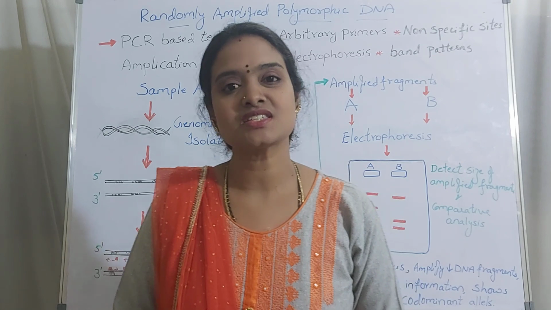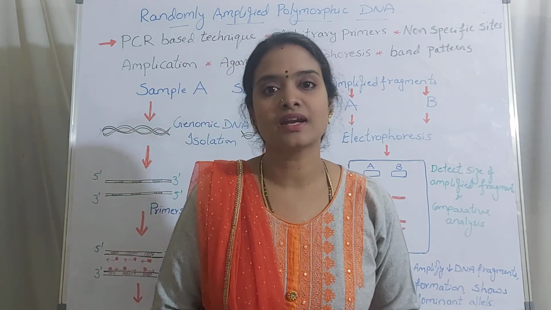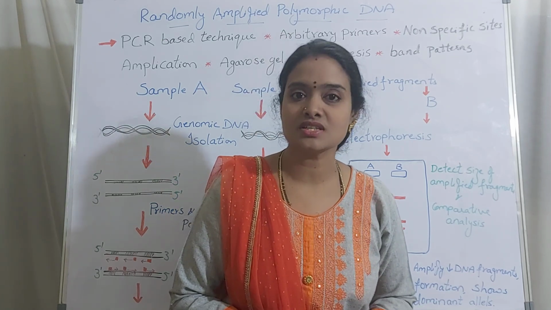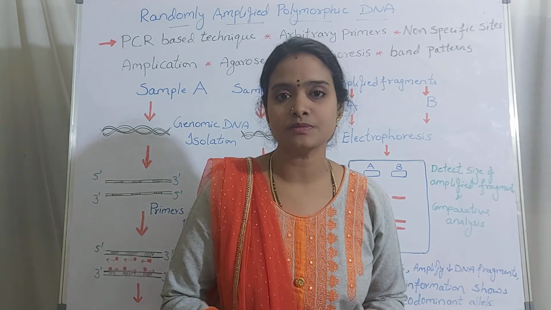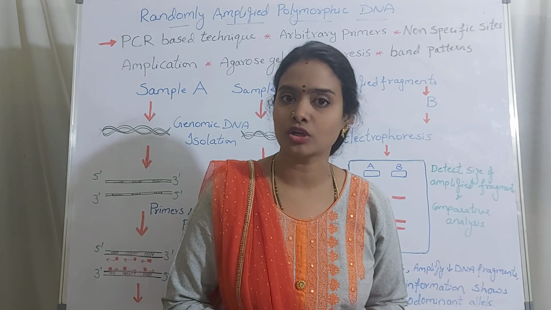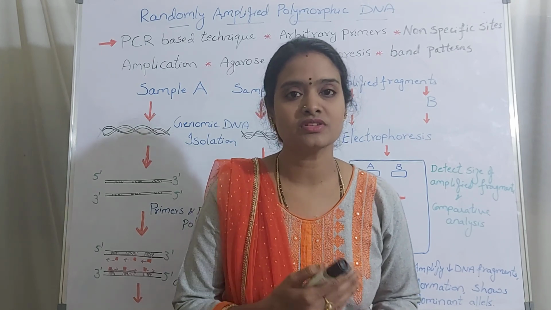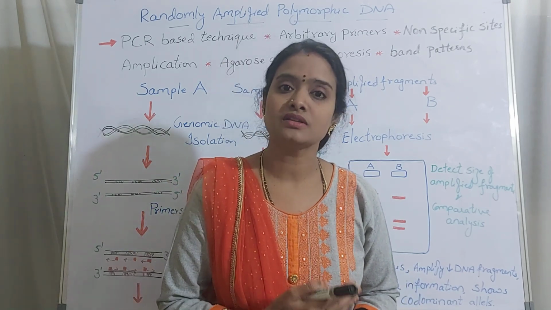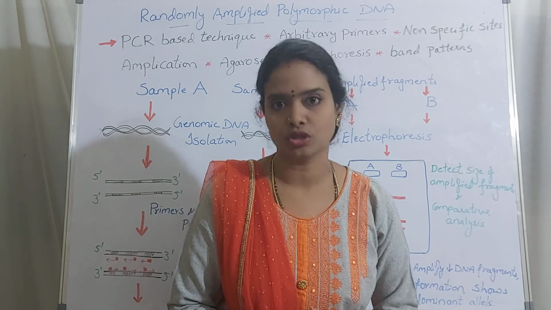Today we will discuss another technique, that is RAPD, the randomly amplified polymorphic DNA technique. This is one of the molecular marker techniques. We have already discussed three different types in the last class: first generation molecular markers, second generation and new generation. We discussed RFLP, and now this is the second type, RAPD. These two come under first generation molecular markers.